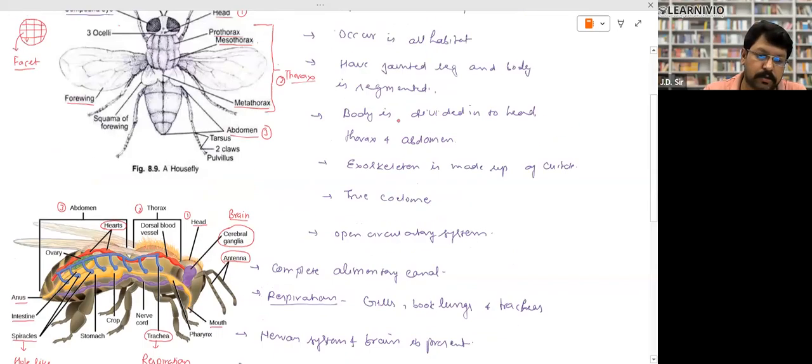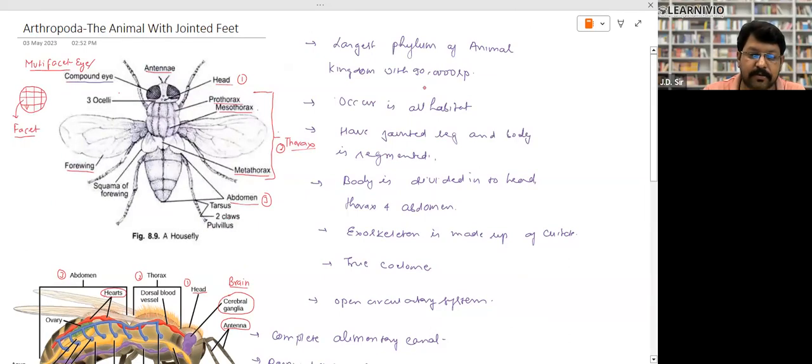Okay. So go through it again and again. Then start writing down the general characteristics of Arthropoda. Start. General characteristics of Arthropoda.